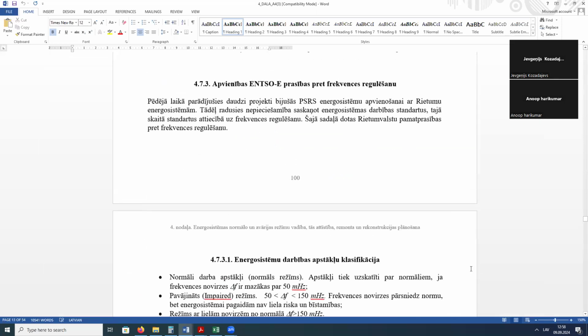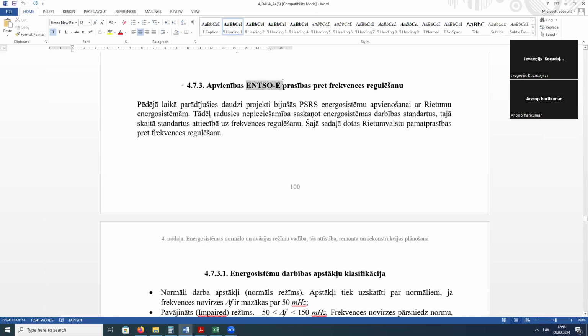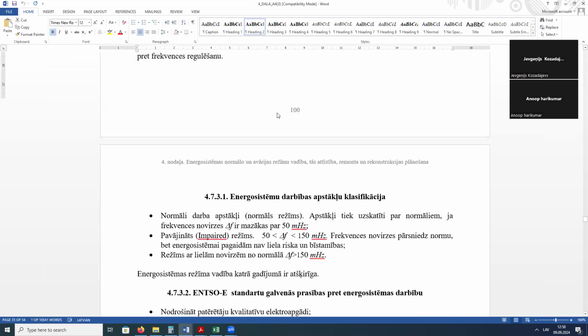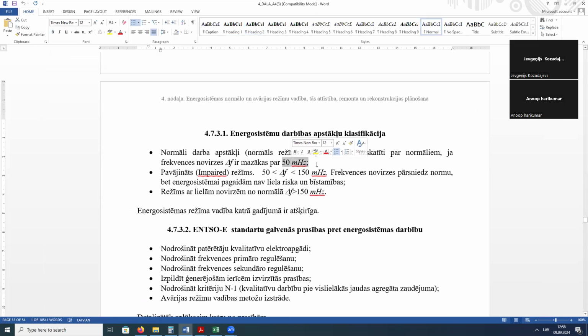This is the European regulation on how the operation should be organized, and here we give some very important values about the frequency. So what is the nominal? Nominal is a frequency plus or minus 50 millihertz. It is abnormal when the deviation is more than 50 and less than 150.